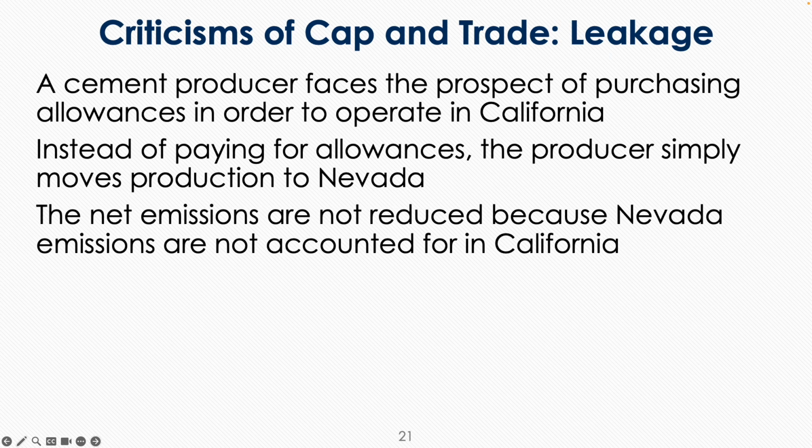Okay, I think you had a comment about whether or not it would only be within California, right? So this is a pretty well-known concept called leakage, and this applies to carbon taxes as well. This is a real example. As a cement producer, you have to face the prospect of purchasing allowances in order to operate within California. Instead of paying for those allowances, which is going to cost me a lot of money, I'm just going to be like, screw it, I'm going to move over to Nevada and produce my cement there. Your net emissions aren't reduced because those emissions don't get counted in California. And in fact, it could be worse, right? You could move your production to Nevada and it could be dirtier than if it were in California. And so you've actually caused emissions to increase as a result of leakage.